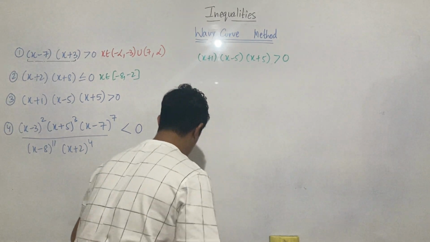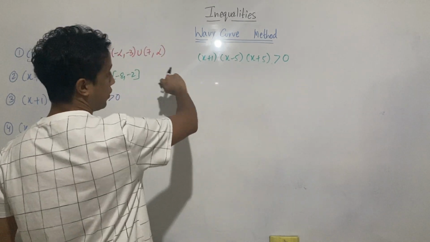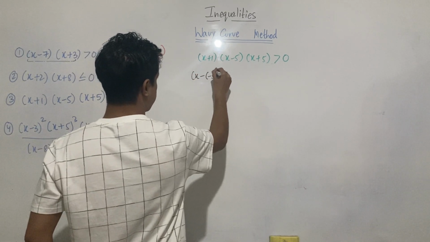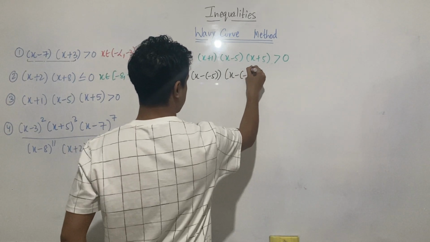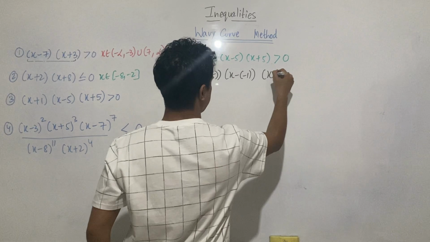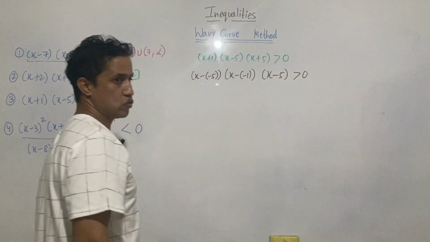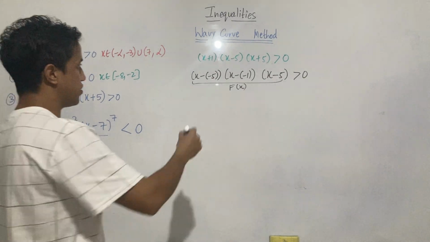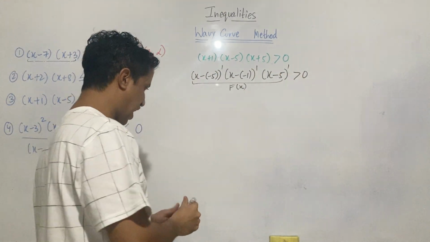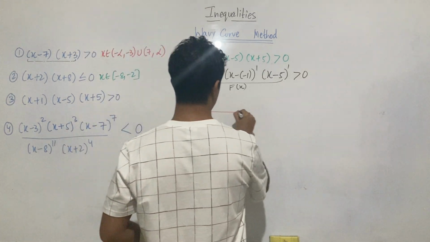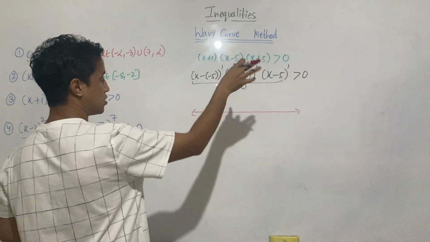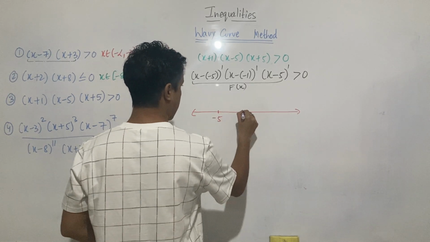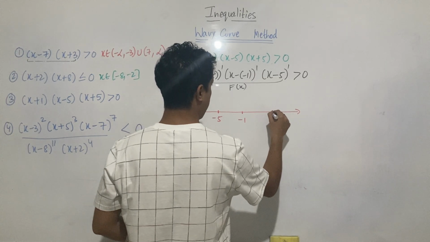So here I will start with x minus of minus 5, and here x minus of minus 1, here x minus 5 greater than 0. This whole thing represents f(x), right? And here the power is 1, 1, 1. So what I will do first, I will draw the number line and represent all these terminal points on it. Here I have minus 5, here I have minus 1, and here I have 5.